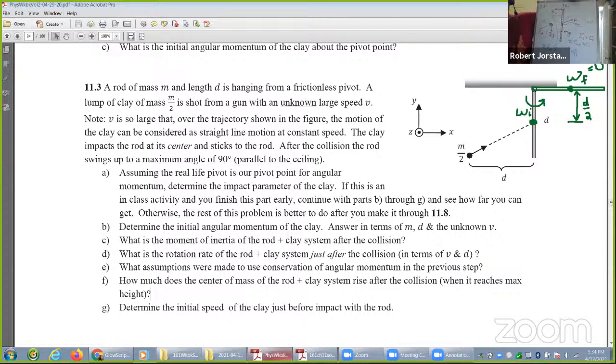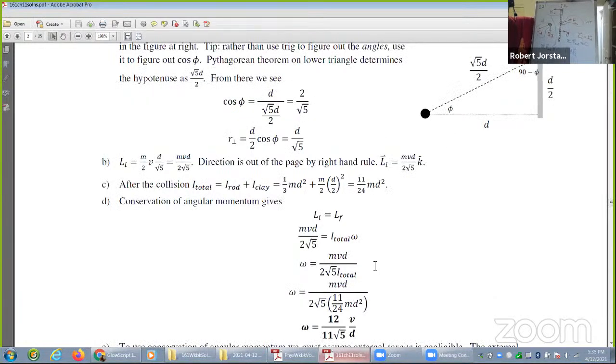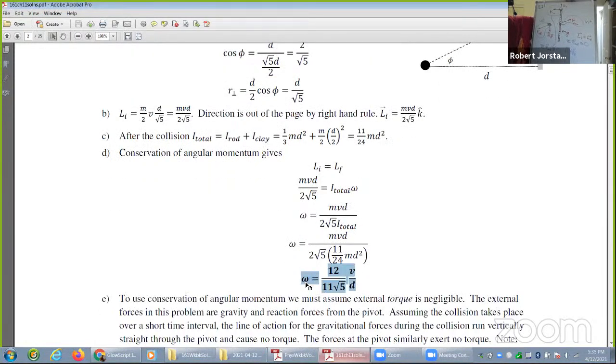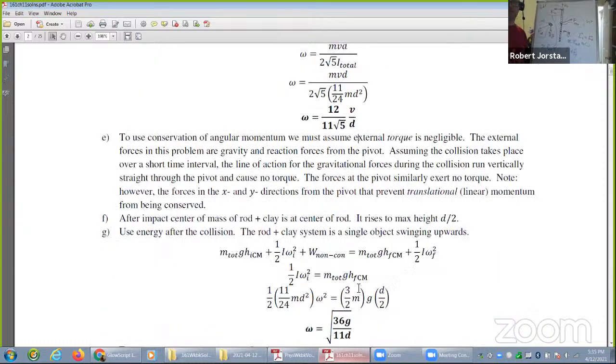So in this case, notice, what is our final goal here? To figure out the initial speed. How do we do that? Check this out. We do a conservation of angular momentum problem to get a relationship between omega, which is unknown, and v, which is unknown. Next, we do an energy problem using the center of mass position as the height. So that's where this d over 2 comes from here.